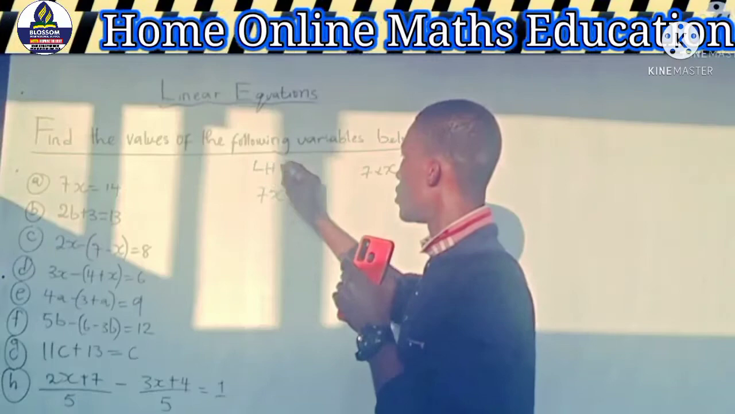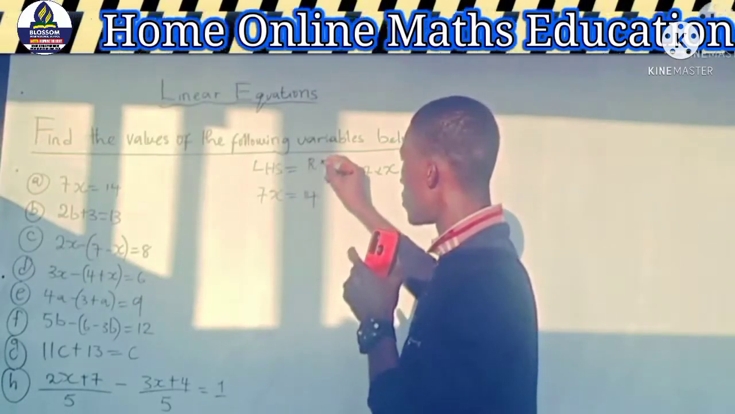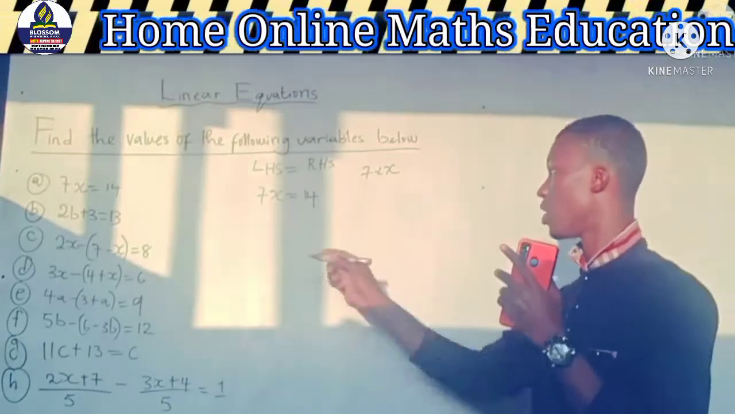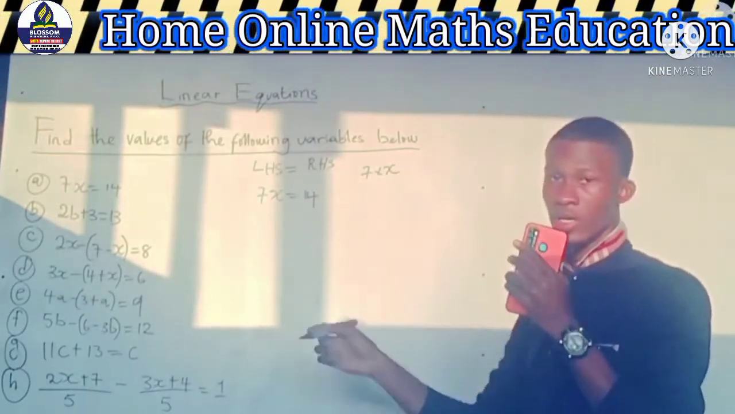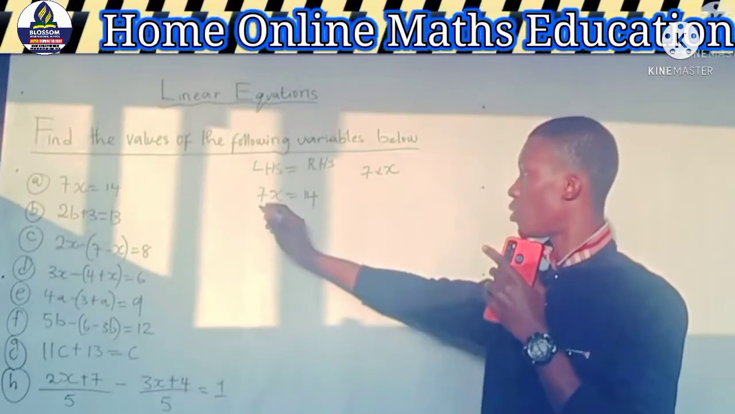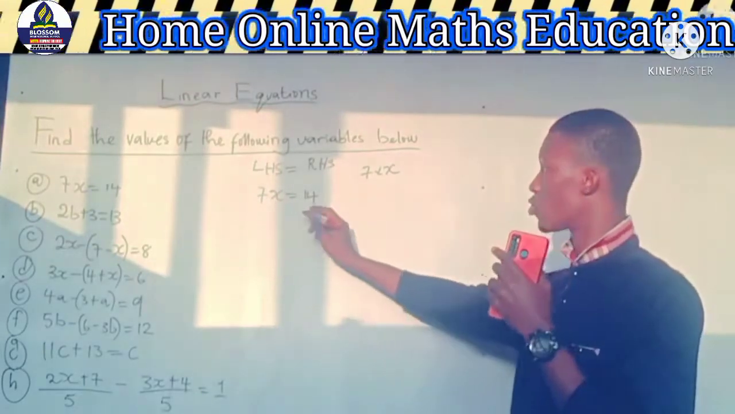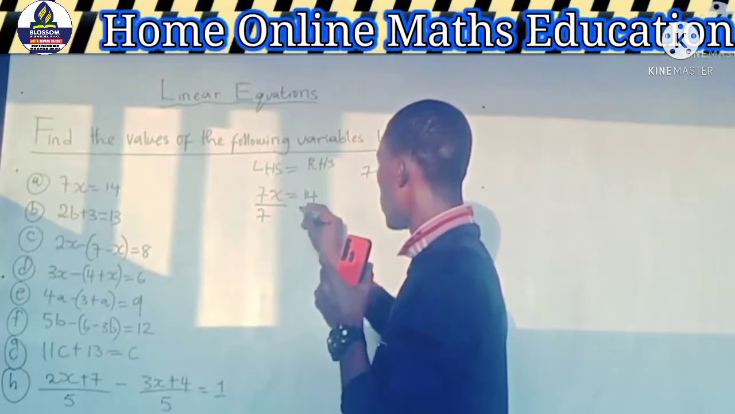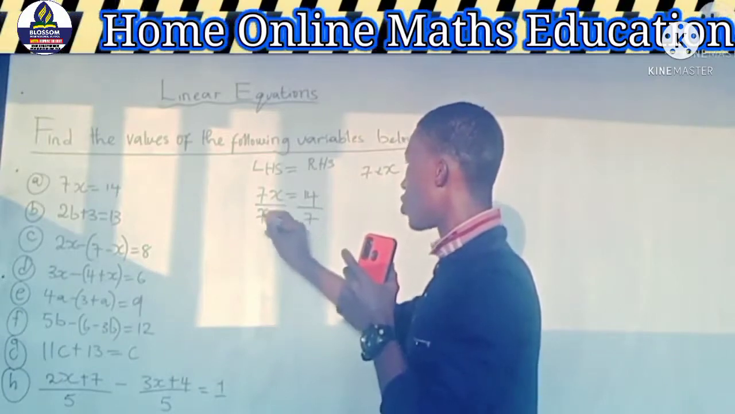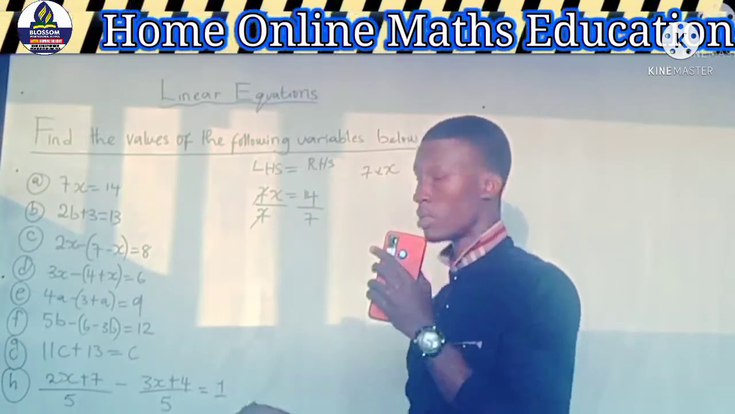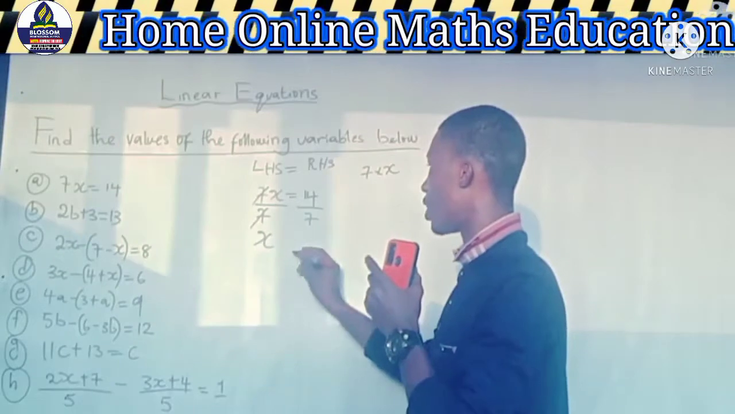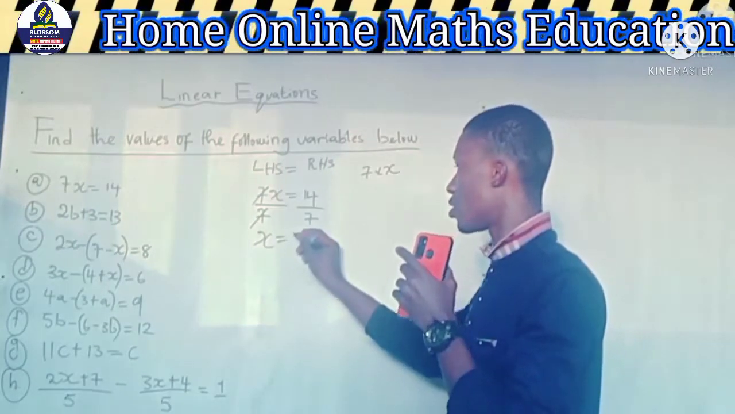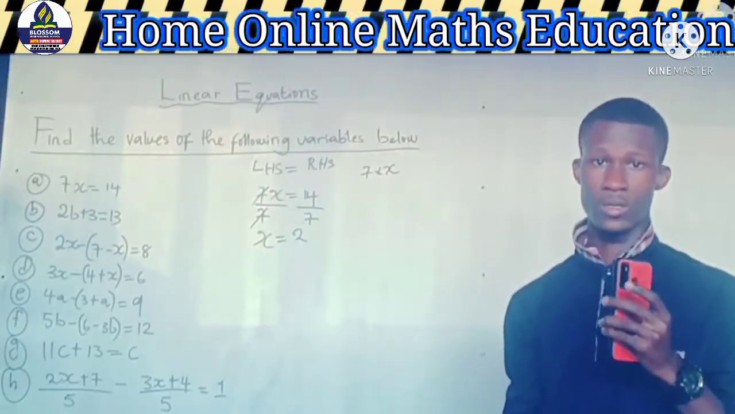Here is another thing you need to understand: the left hand side is equal to the right hand side. Therefore, we can't divide on one side and leave the other empty. That's why when we divide this side by 7, we also have to divide here by 7 as well. So 7x divided by 7, 14 divided by 7. When we cancel, we get 1, and our x stands alone. Now 14 divided by 7 gives us 2. So x equals 2. As easy as that.